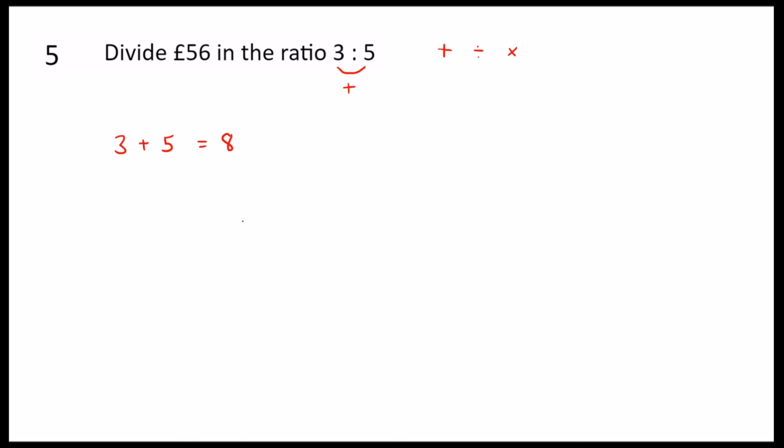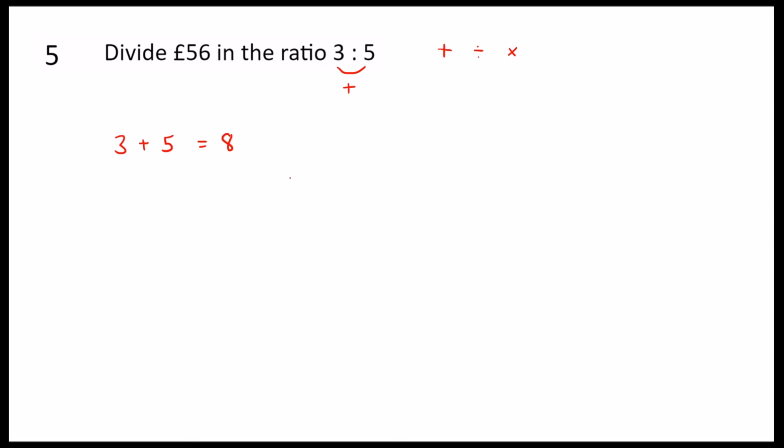What that's telling us is that each time we give £3 to the first person and £5 to the second, we're giving £8 away in total. So 3, 5, 3, 5. We're going to repeat this until we've given all of our £56 away.